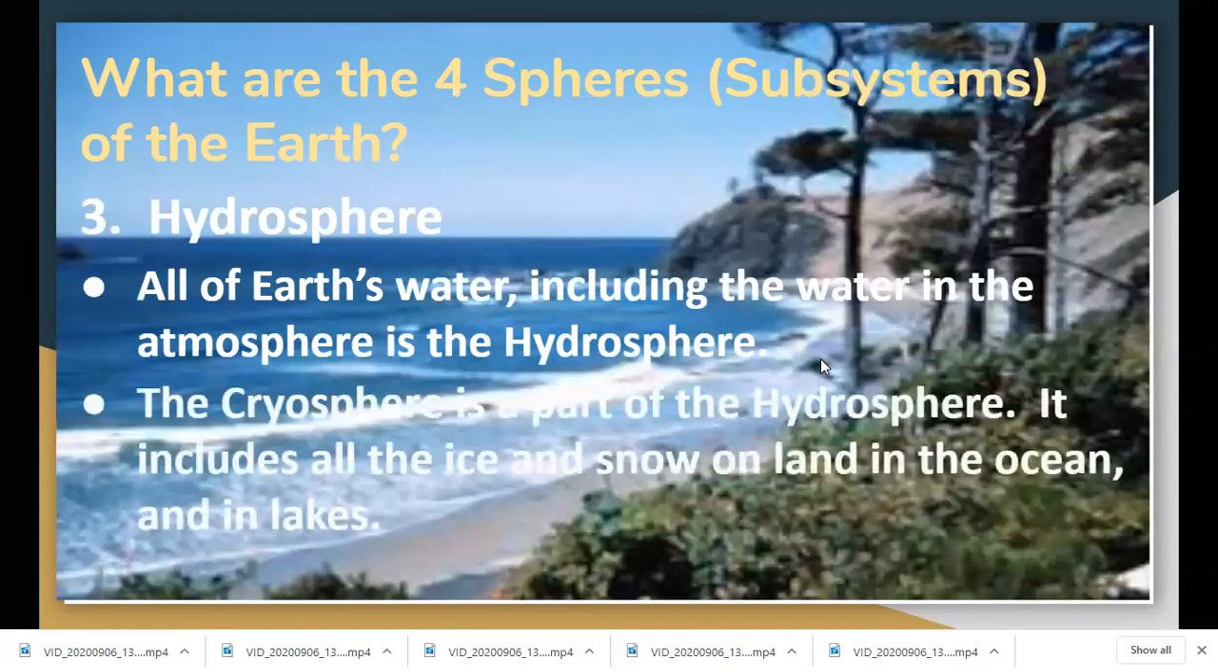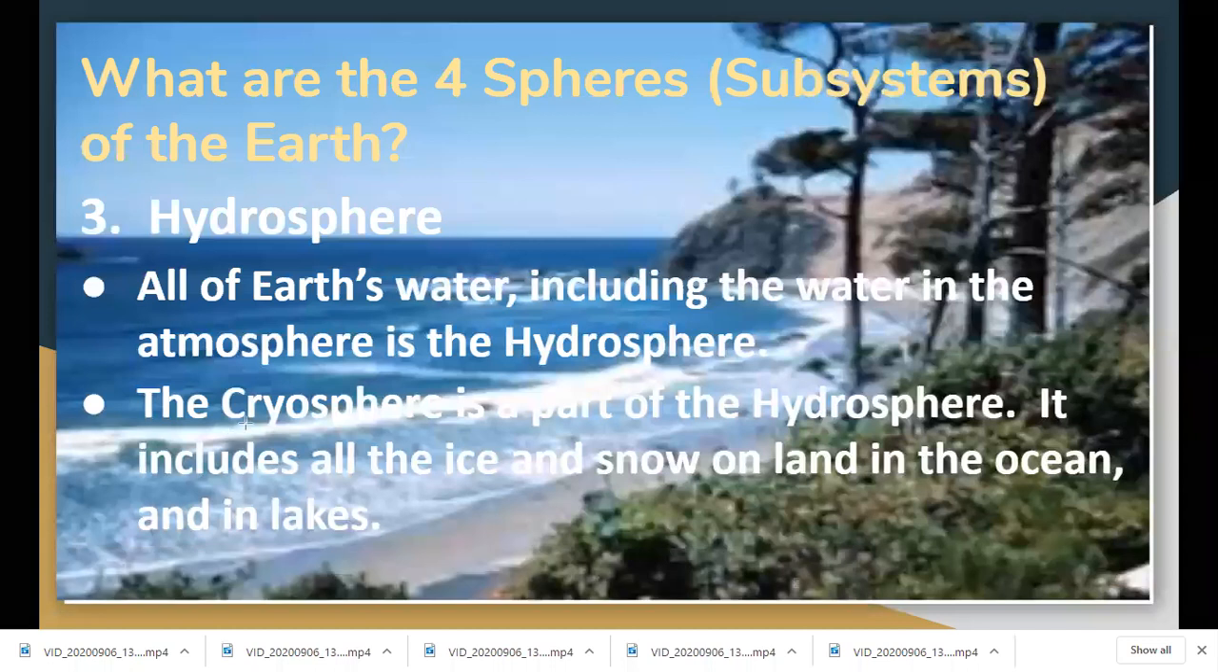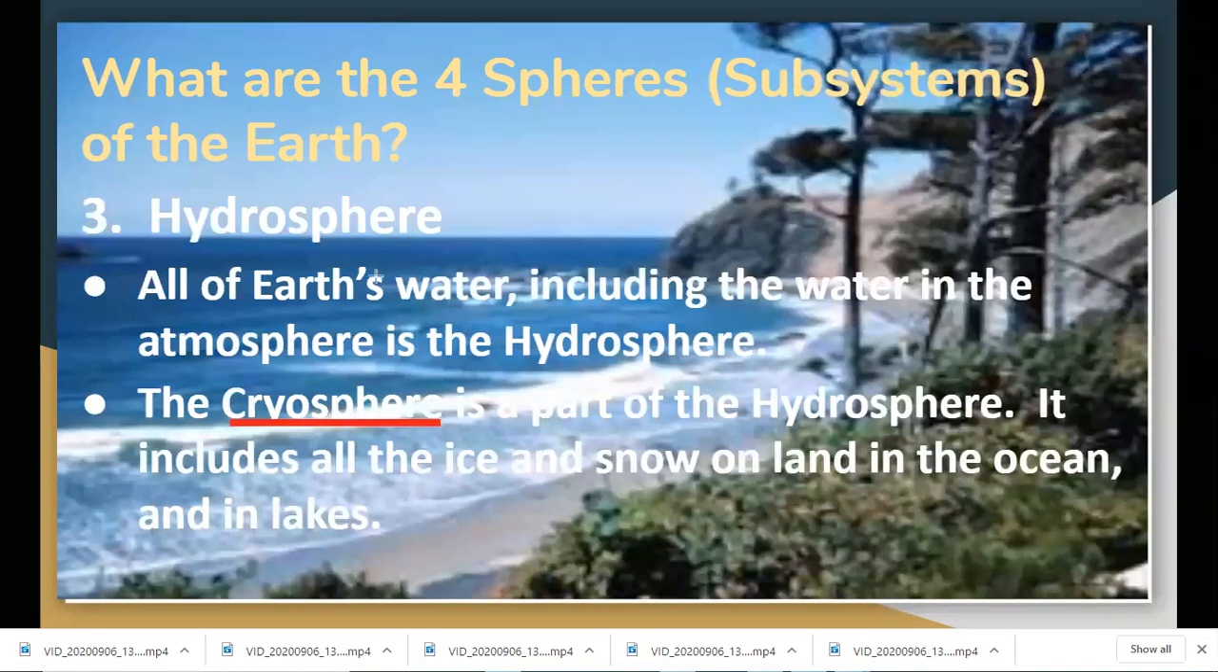The cryosphere, and I'll underline that, it's kind of hard to see, it's right here. The cryosphere is a subsystem or a part of the hydrosphere, and this includes all of the frozen ice and snow on the land and in the ocean and in the lakes. That is the frozen water, cryosphere.